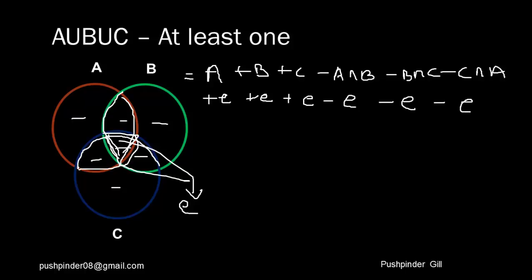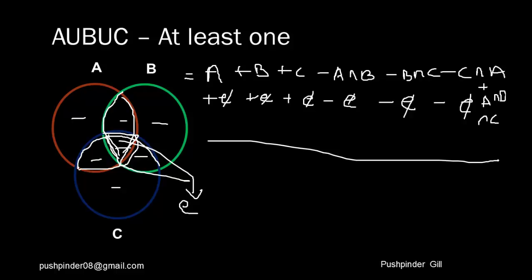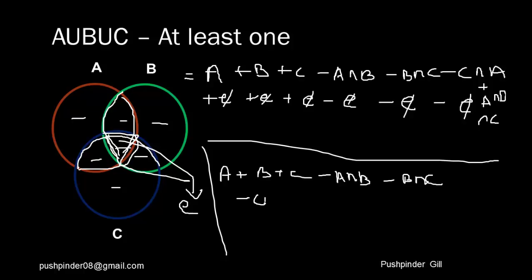So this area has been added 3 times and removed 3 times. That means the net effect of this area is 0. So for me to have an efficient formula, I would need to add it once more to get the complete formula. So the complete formula would be adding A intersection B intersection C. So what is at least one, guys? It's A plus B plus C minus A intersection B minus B intersection C and minus C intersection A plus A intersection B intersection C. Right? So this is how you calculate at least one.